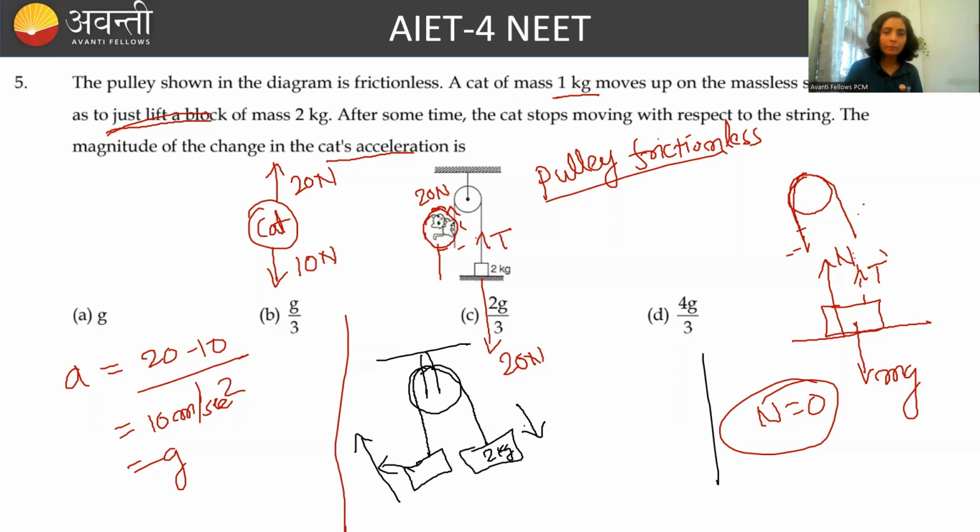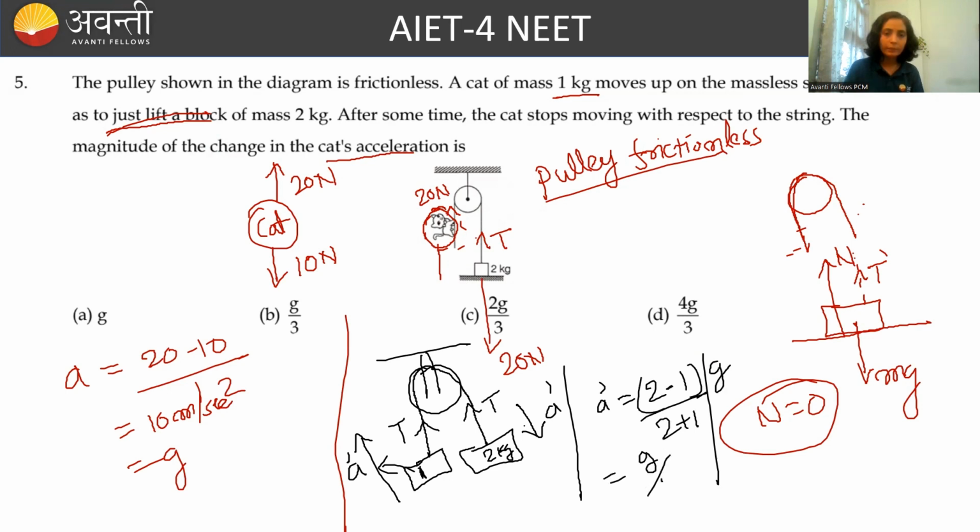So if you write the free body diagram, let tension at this point of time be T. If the cat is going up with acceleration a and the block will go down with acceleration a, let's write the equation for finding a. Even if you are simply writing the equation, what answer will you get? If I easily write here, it will be (2 minus 1) by (2 plus 1) into g. So you should know shortcuts, right? So g by 3.